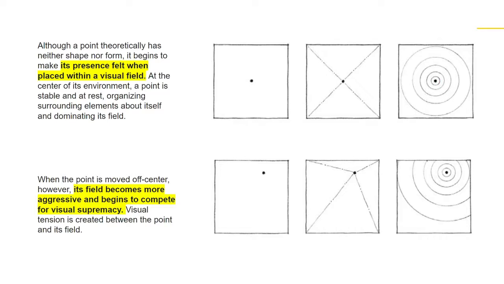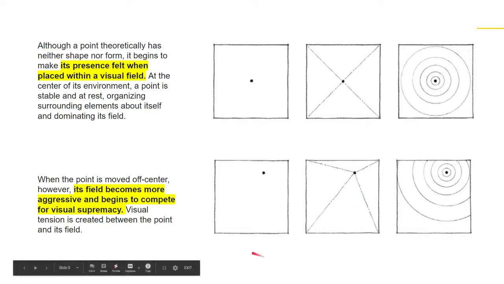I think you see this whenever you throw a pebble or a rock in the ocean. It creates a ripple effect, an organized reaction to the dropping of a central point. When the point is moved off center, however, its field becomes more aggressive and begins to compete for visual supremacy. Visual tension is created between the point and its field.